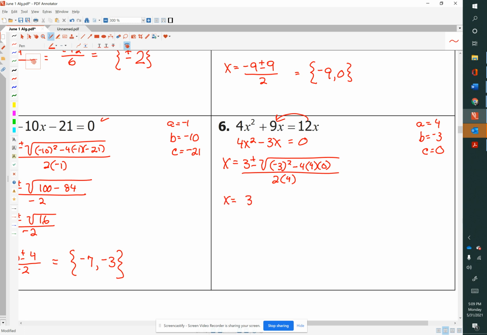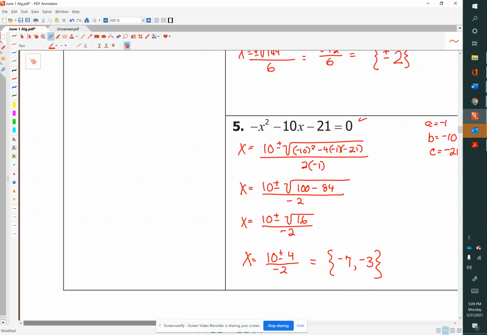Then we begin to simplify, 3 plus or minus, and what we'll have is the square root of 9 plus 0 divided by 8. 2 times 4 is 8, which will give us 3 plus or minus, because 3 is the square root of 9 plus 0. All of that divided by 8. When we evaluate those individually, we have 0, or when reduced, a fraction of 3/4. So that's the first 6. So let's continue with the second page.